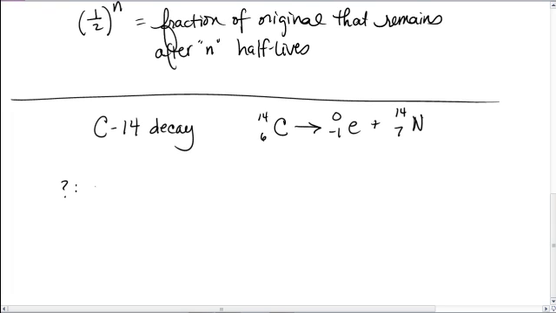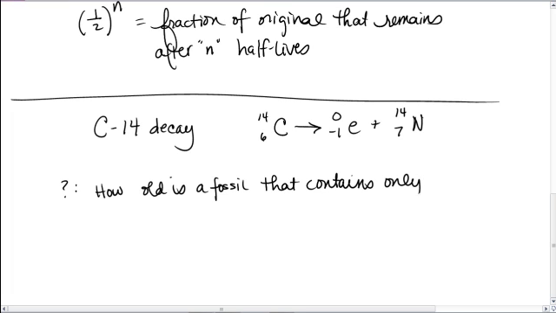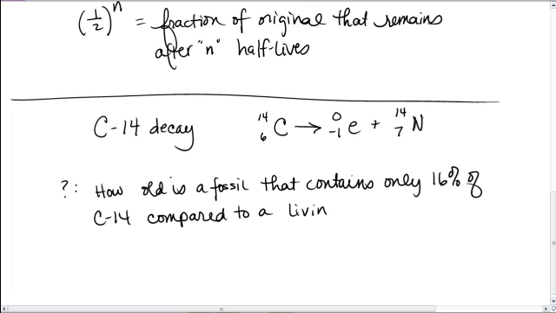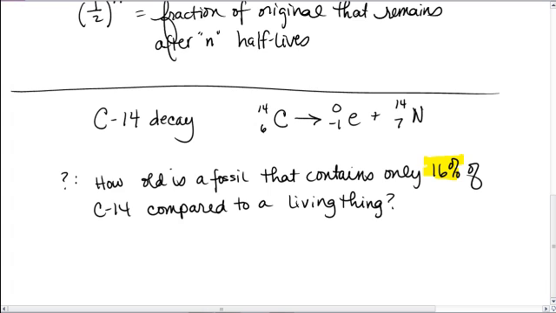So here's the question. How old is a fossil that contains only 16% of carbon-14 compared to a living thing? Now there's a limit to carbon-14 dating because eventually the equipment we have can only determine a certain level of carbon-14. When that level drops below, say, 1% or so, we just simply don't have the equipment to date it anymore, so there's actually a limit.